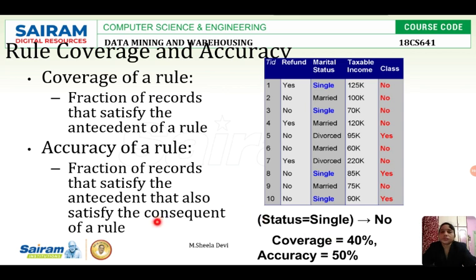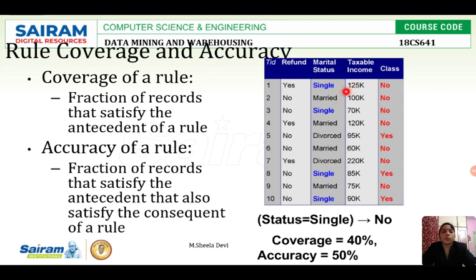Next, accuracy of the rule. It is the fraction of the records that satisfy the antecedent that also satisfy the consequent of the rule. Both the left hand side and the right hand side, LHS and RHS, are satisfied. How many times is it satisfied? That's what we have to check now.